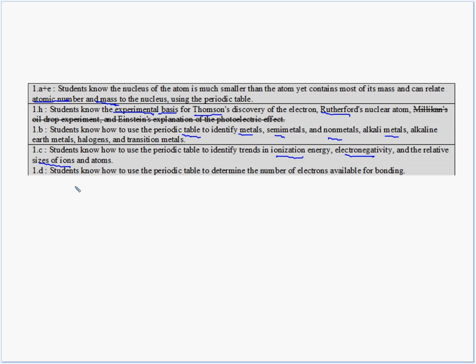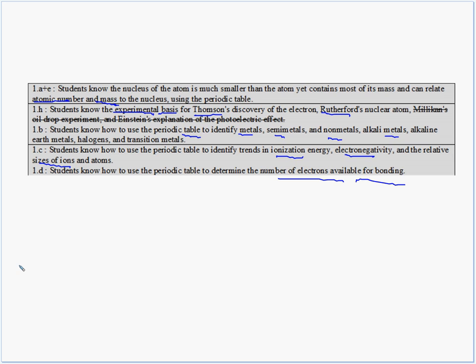Alright, so atomic radius. Students know how to use the periodic table to determine the number of electrons available for bonding. So what I'm going to do is give you a quick and dirty review. Honestly, the best way to review is to do the homework faithfully, which you've been doing, or to rewatch or reread videos, and focus on the ones you really need help with. My less than 10-minute crash course is not going to help you that much. So let's start with A.